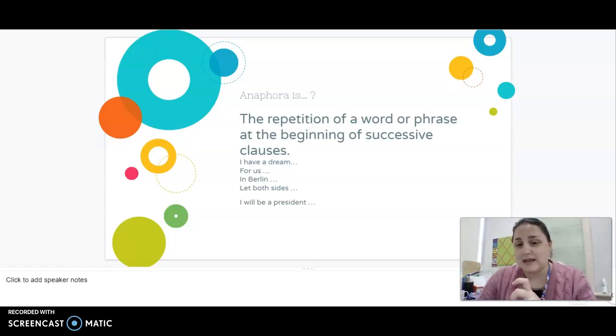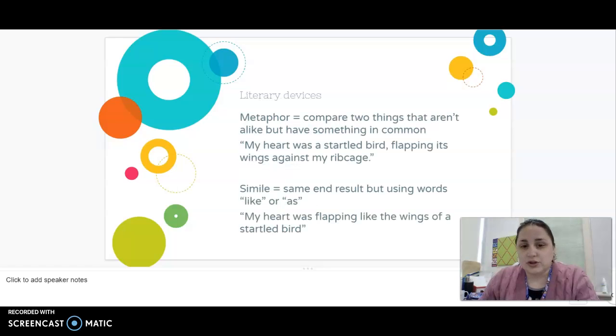And it's always at the beginning of the sentence. It's always at the beginning of the successive clauses, and they're right next to each other. They're not necessarily separated because then it loses a lot of the point of it. So that's anaphora. That's one you could use.